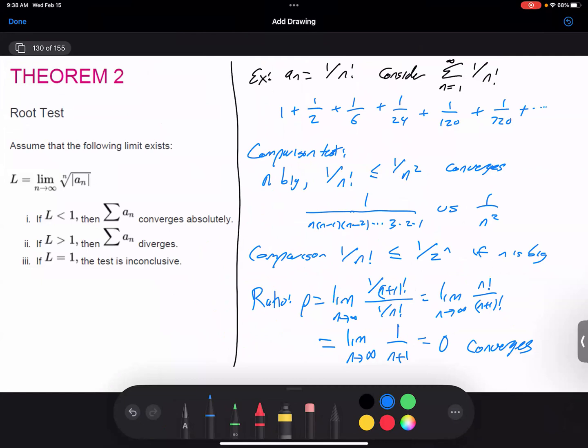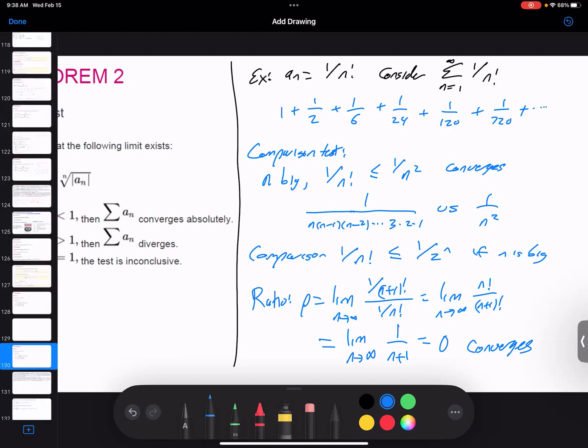Sure. So I want to calculate the limit of a sub n plus 1 over a sub n. a sub n plus 1 would be 1 over n plus 1 factorial. a sub n would be 1 over n factorial. So I now have these divisions. If I multiply by n factorial over n factorial, the denominator goes away, and I have n factorial over n plus 1 factorial. What is n plus 1 factorial? It's n plus 1 times n factorial. So the n factorial cancels, and I'm left with just 1 over n plus 1. And I know that goes to 0 as n goes to infinity.